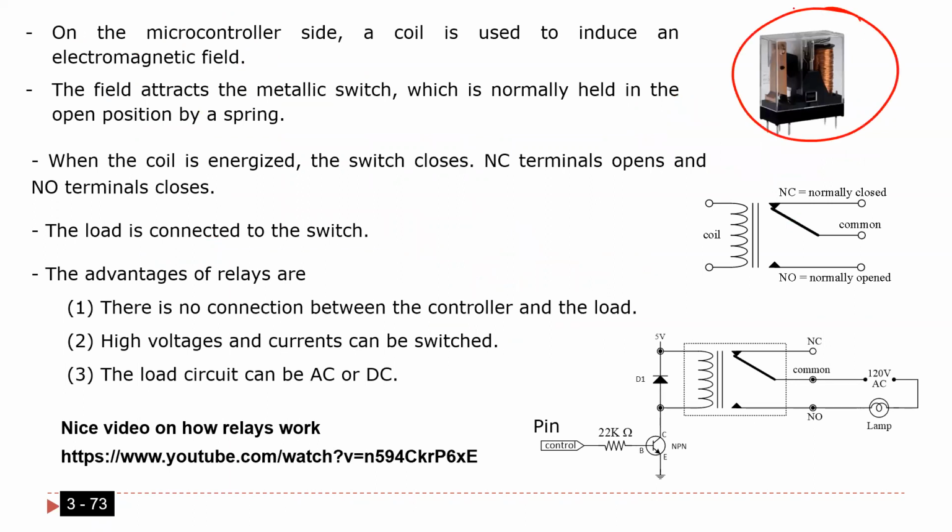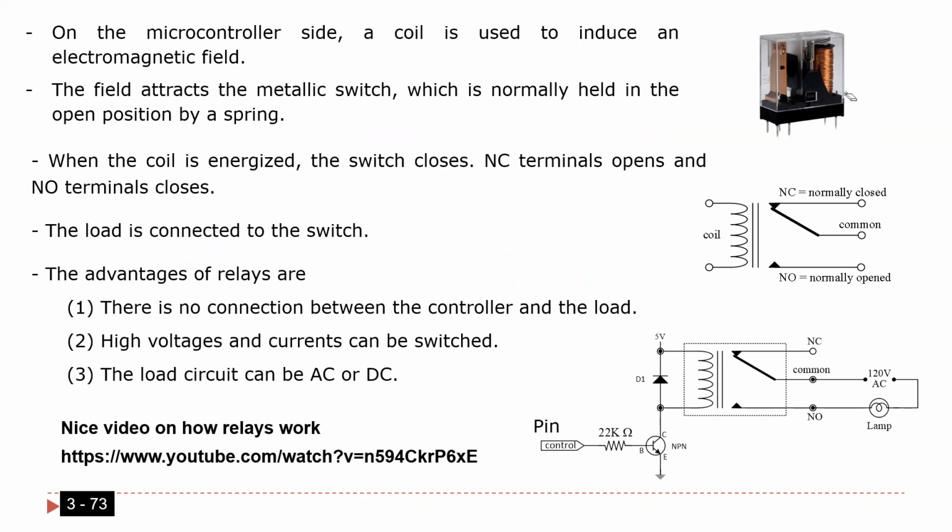We have two types of relays. We have mechanical relays like this one. This is a mechanical relay, and it's very important. I'm sure you are going to use something like that in the future. The other type is solid state relays. So we have two types of relays, mechanical and solid state. Let's talk about the mechanical now.